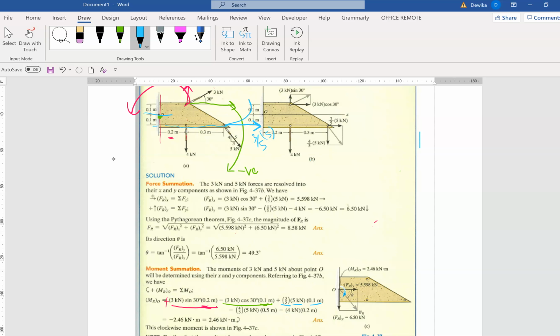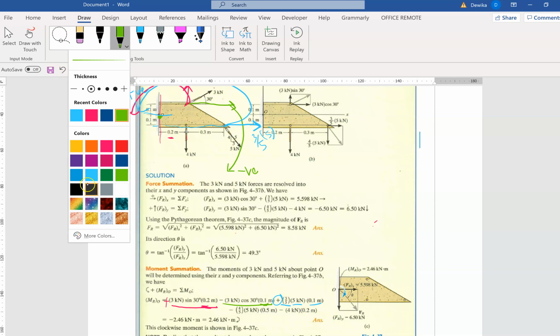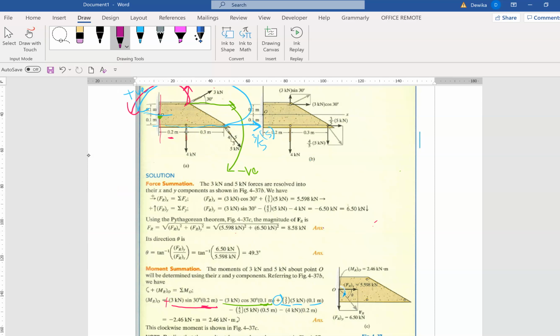Now this one is going to go this way, so it will be positive. Okay, can you see positive there? That's settled. Now I'm going to use another ink. What color shall we go for? Purple. Okay, so we have this component, which is the vertical component of the 5. 4 over 5 multiply 5. The distance from O will be 0.3 plus 0.2. That will be 0.5. Can you see this? Why is it negative? Because it's going clockwise around this side.